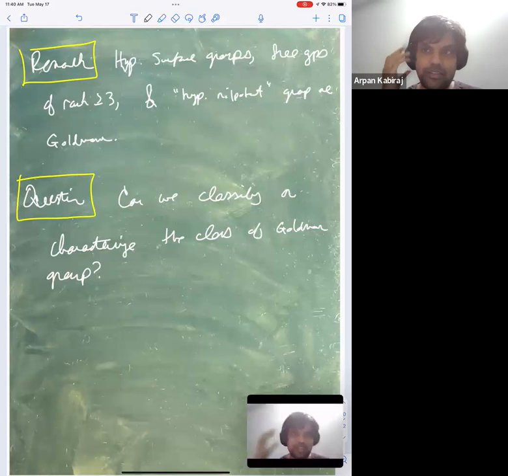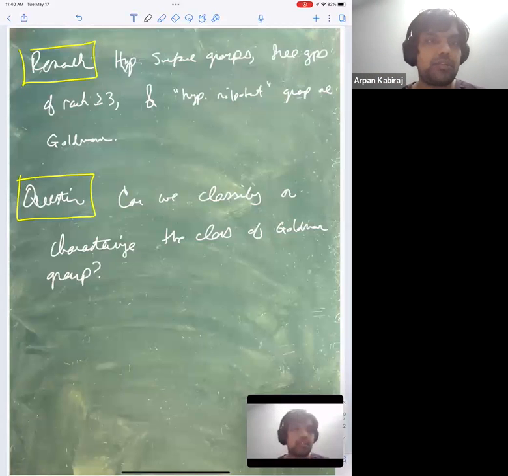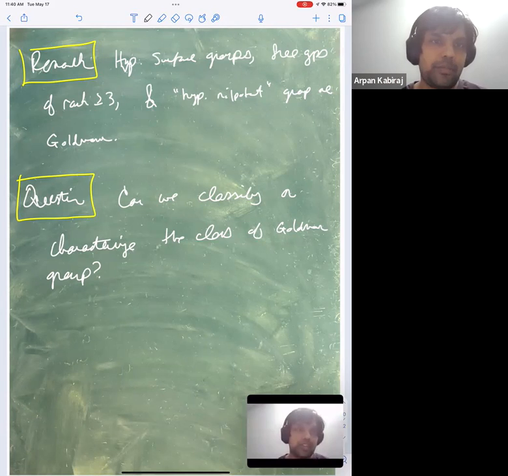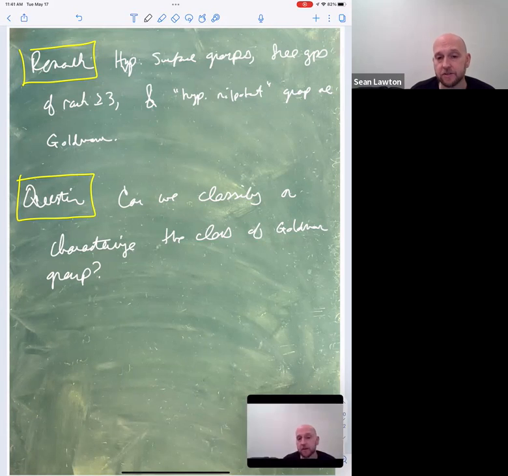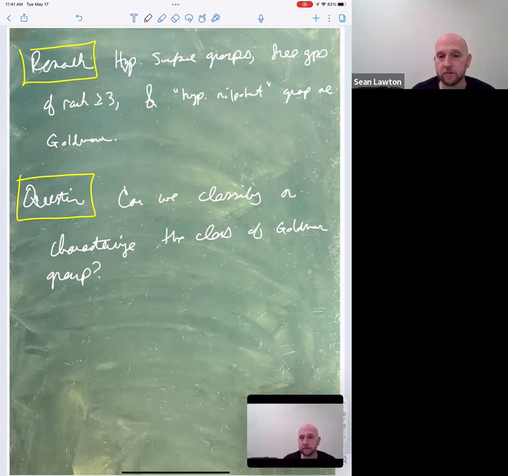So I was just wondering, we are not assuming anything about semisimplicity or reductiveness of G, right? Of the Lie group. It's just compact. Compact and connected. Yeah, that's the only thing that's being assumed about the Lie group.